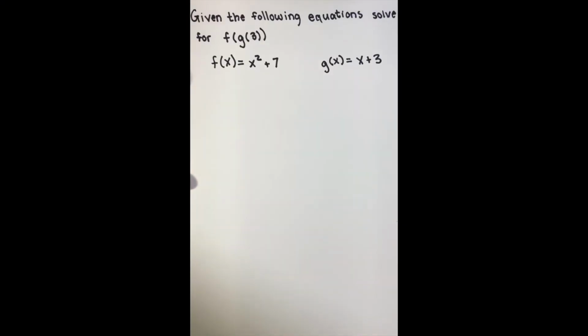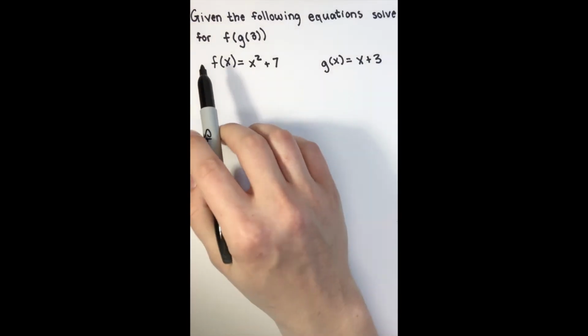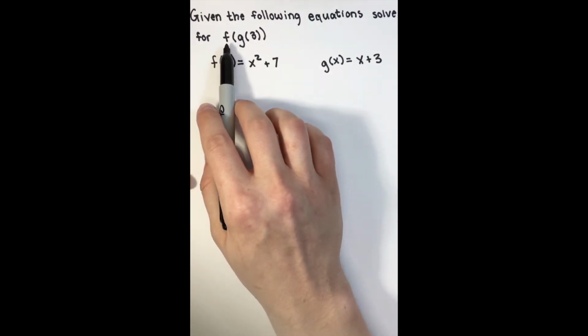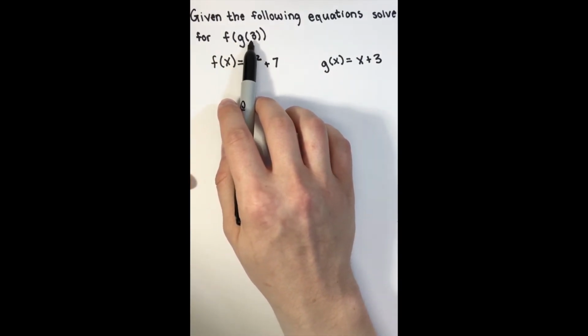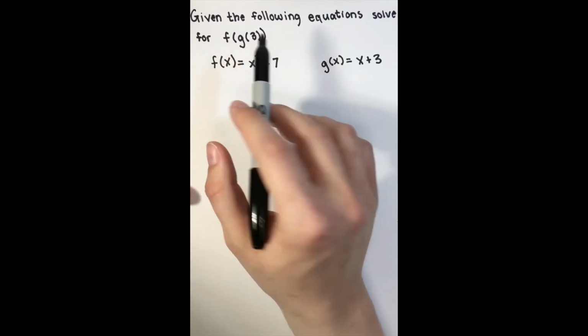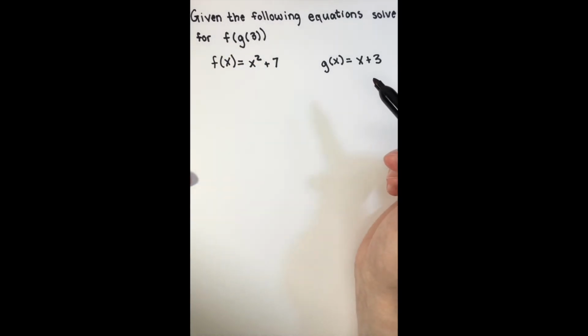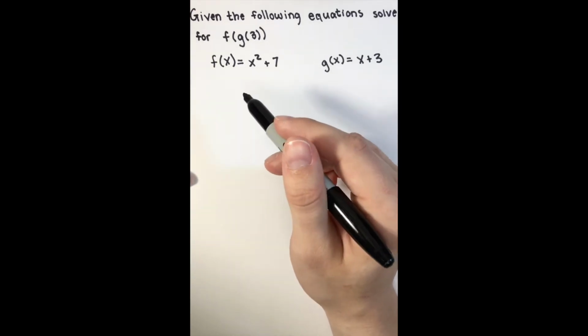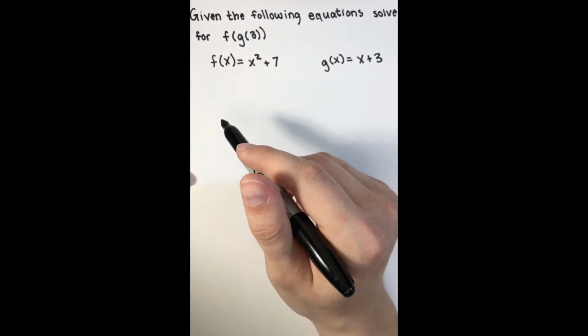So let's take a look at a problem type that gives most students a little bit of trouble. It says, given the following equations, solve for f of g of 3. Or some students would read it f of g at 3, either way. This gives a lot of students problems because they are unsure of where to even start.